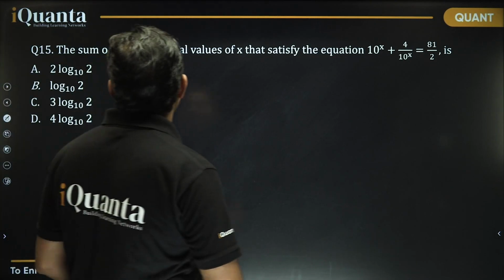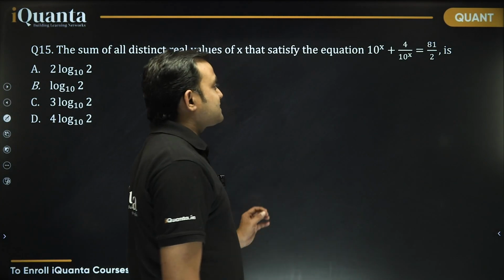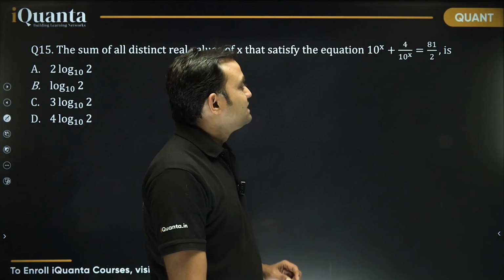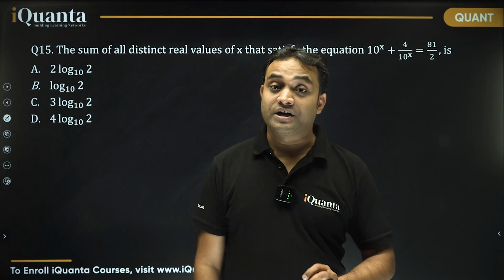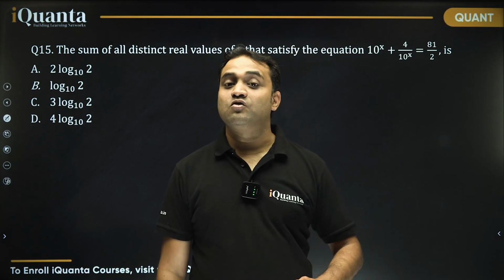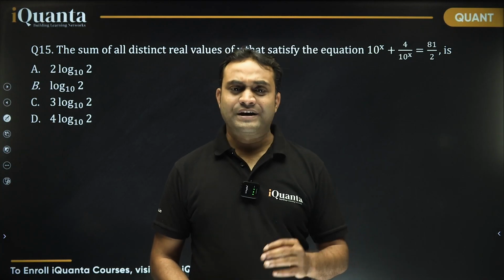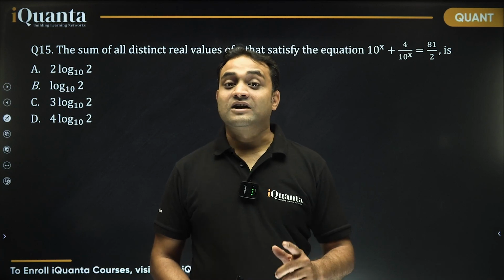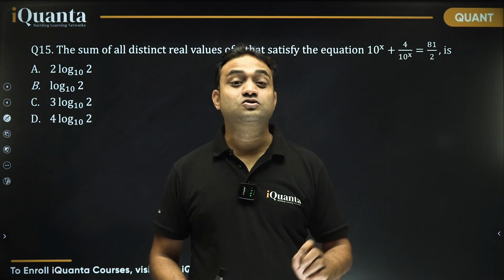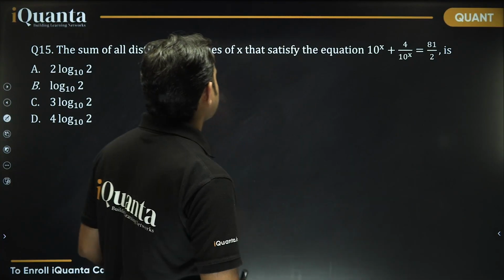The sum of all distinct real values of x that satisfy the equation 10 to the power x plus 4 upon 10 to the power x is equal to 81 by 2 is. So in CAT 2024, the level of questions from quantitative aptitude questions in all three slots were relatively easy, right? But this is one of the questions that were very tricky and were not solved or attempted by almost everyone. So how do we solve this type of question?